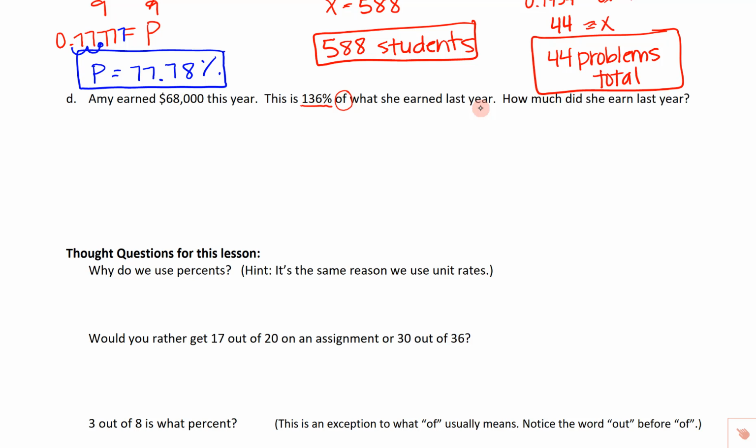So, I also see the word "is", and this is in front of it. So a way for us to think of this is she earned $68,000 this year. This is talking about that 68. So $68,000 is 136% of last year.